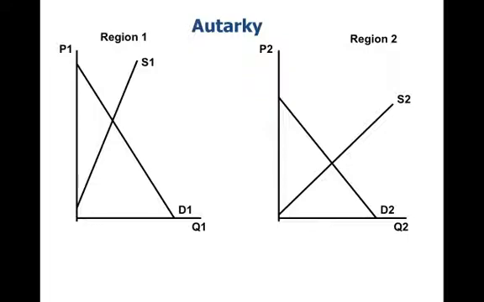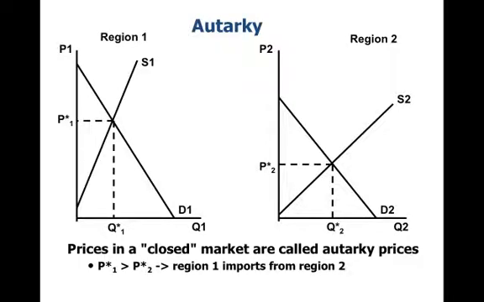So if we talk about autarky prices, what we're really doing is talking about the price that would prevail in each market should there be no trade. And what I'm showing you here are what those equilibrium prices in an autarky situation would be. So P1 star and P2 star are the respective prices for this good in these two separate markets when there's no trade. So these are prices in a closed market. And what you'll notice is that the price in region 1 is greater than the price in region 2.